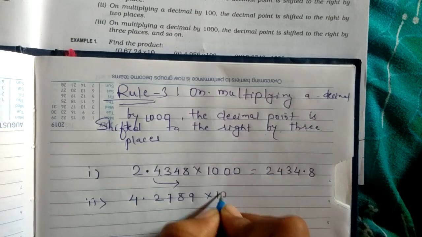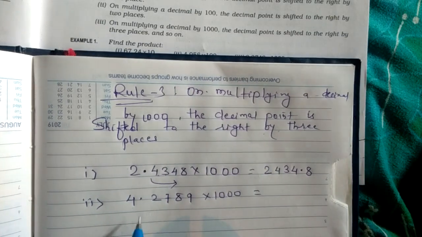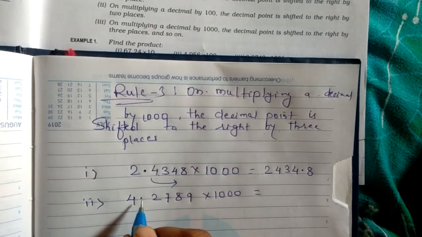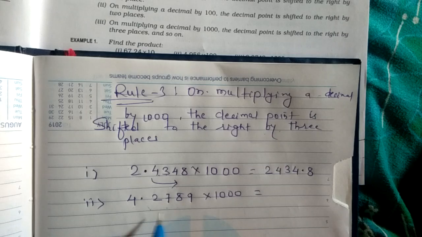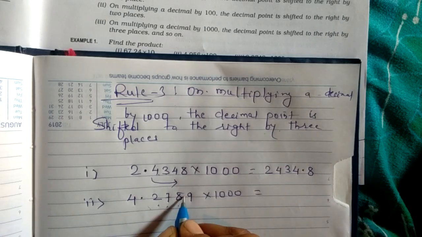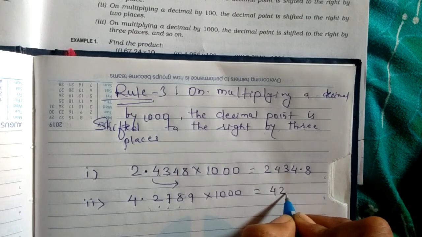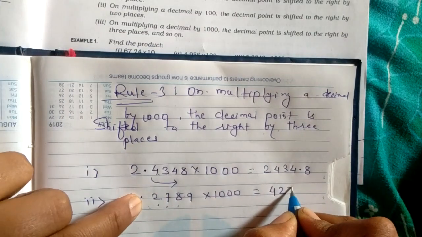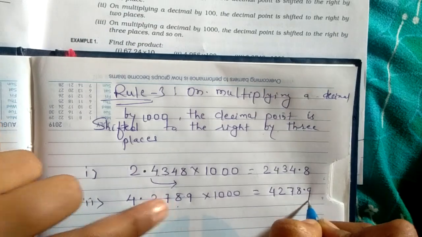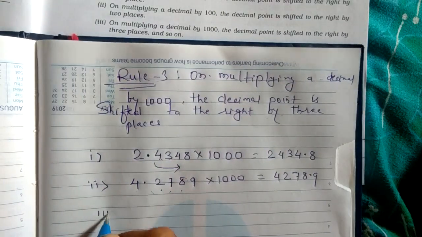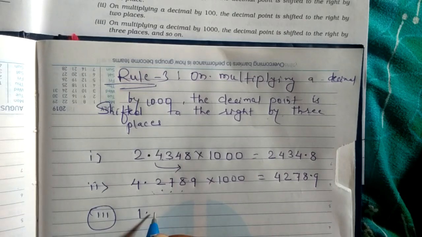I am taking one more example. 4.2789 multiply by 1000. So dear student, you see carefully. This decimal point is shifted to the right by 3 places. 1 2 3. 3 places we will put the decimal here. Okay, so I am writing the number first, 4278.9.